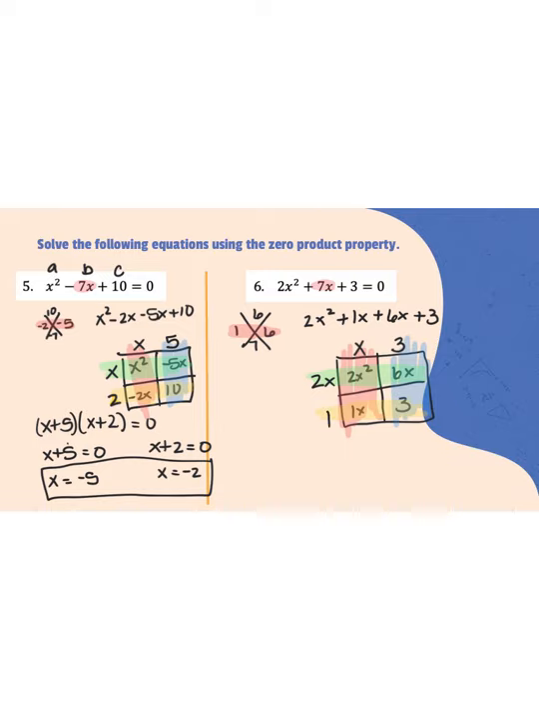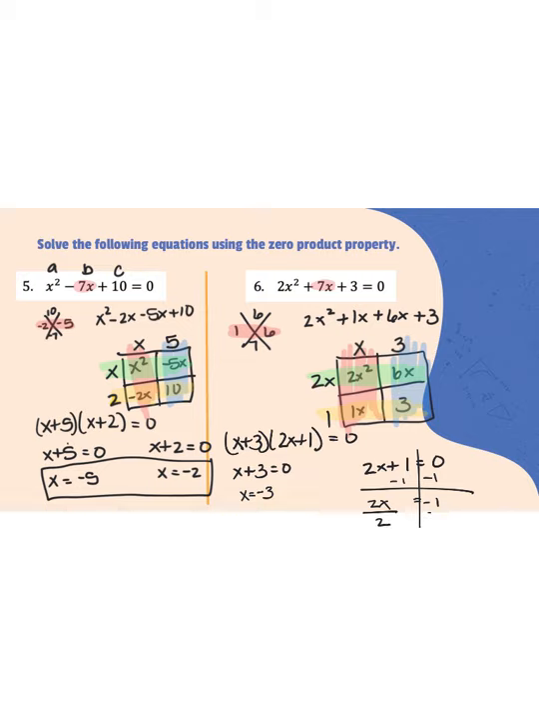So now I'm going to say x plus 3 and 2x plus 1 equals 0. So x plus 3 equals 0 and 2x plus 1 equals 0. Okay, this one's going to be the easy one because I can just say x equals negative 3. This one we're going to have to solve. So I'm going to take away 1 from both sides. I'm going to say 2x equals negative 1 and then divide by 2, divide by 2. So x equals negative 1 divided by 2. We're just going to leave that as a fraction, negative 1/2.